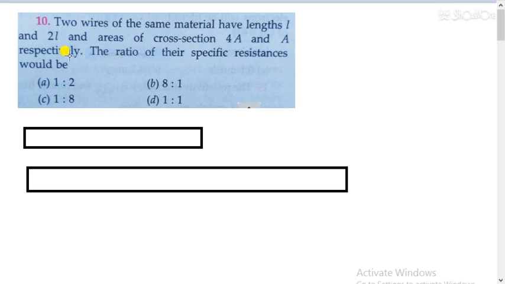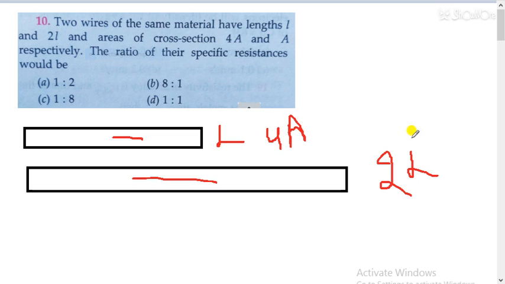So here you can see the question is asking about two wires of the same material. So the material of this is the same as this one, length L and 2L. So its length is L and its length is 2L. Area of cross section is 4A. Here 4A is the area and here the area is A. L and 2L, cross section area 4A and A respectively.